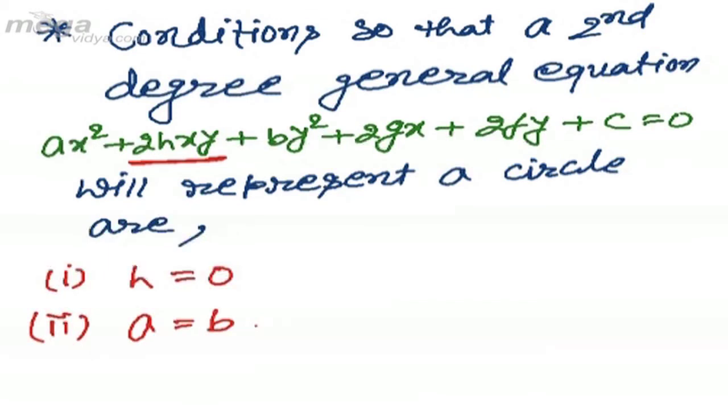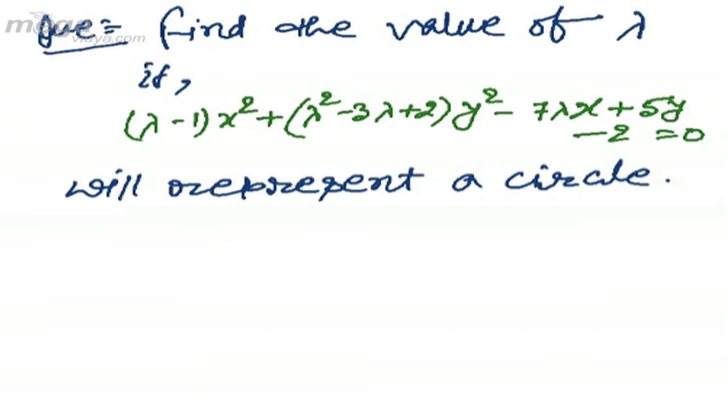I am taking an example based on the general equation of a circle. The question is, find the value of lambda if lambda minus 1 into x square plus lambda square minus 3 lambda plus 2 into y square minus 7 lambda x plus 5y minus 2 equal to 0 will represent a circle.